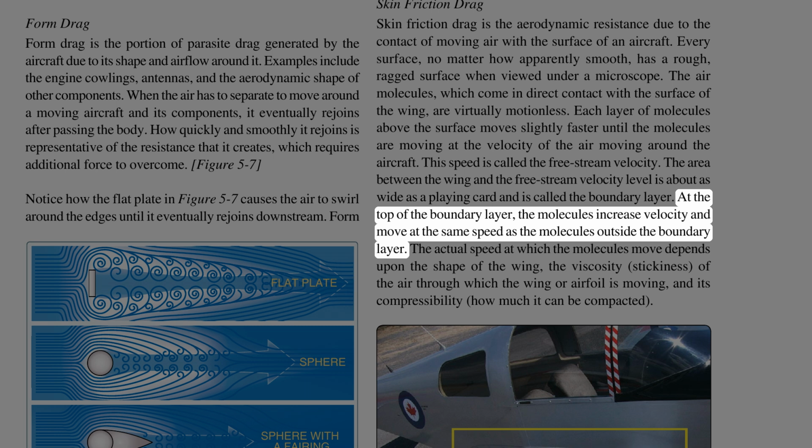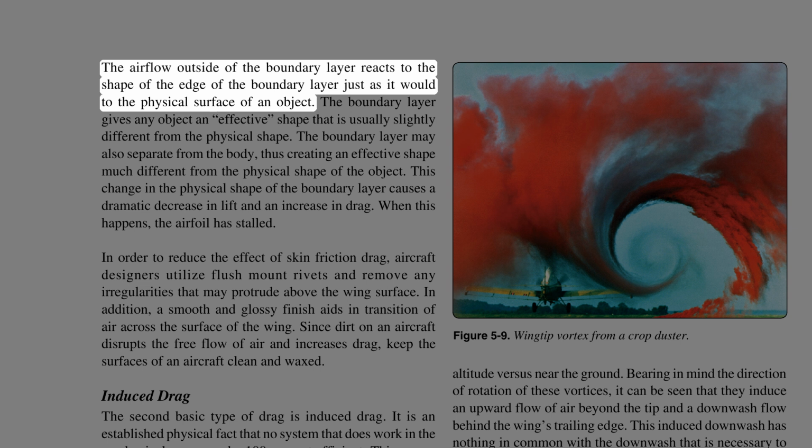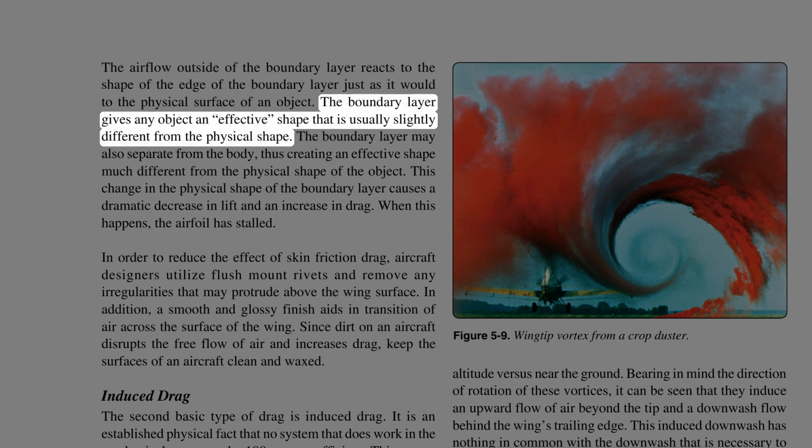At the top of the boundary layer, the molecules increase velocity and move at the same speed as the molecules outside the boundary layer. The actual speed at which the molecules move depends upon the shape of the wing, the viscosity (stickiness) of the air through which the wing or airfoil is moving, and its compressibility (how much it can be compacted). The airflow outside of the boundary layer reacts to the shape of the edge of the boundary layer just as it would to the physical surface of an object. The boundary layer gives any object an effective shape that is usually slightly different from the physical shape.